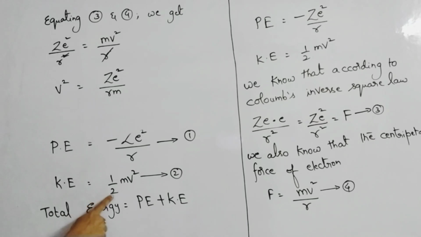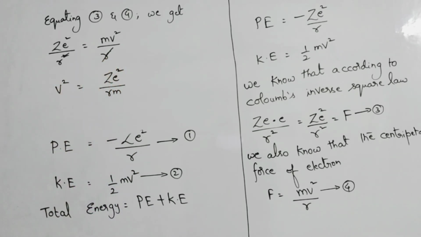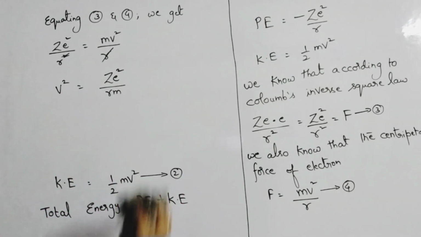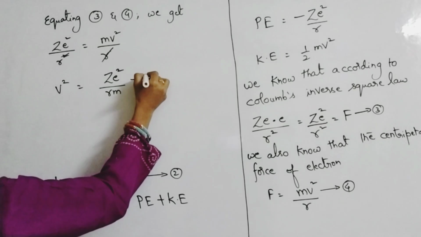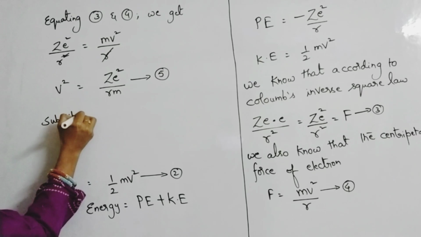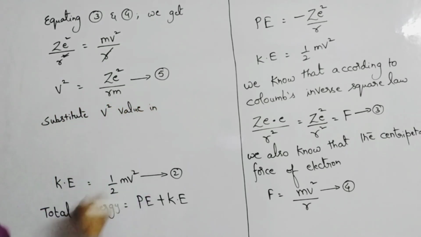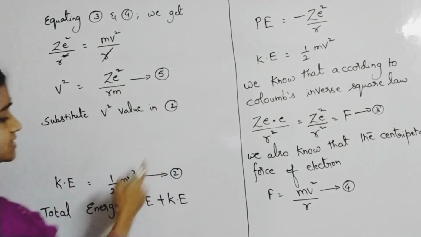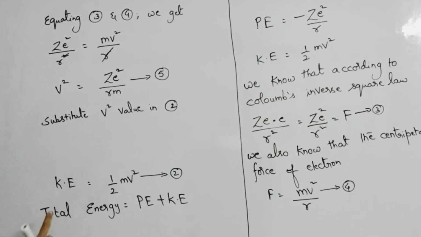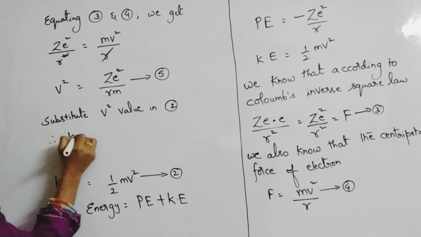But we know that kinetic energy is how much? Half mv square. Now in place of that v square, I am going to substitute Ze square by rm. Kinetic energy KE is equal to half mv square. If you take this to be the fifth equation, substitute the v square value in the second equation. This is the second equation, which I did not rub so that it will be there for your reference. So therefore KE is equal to what?